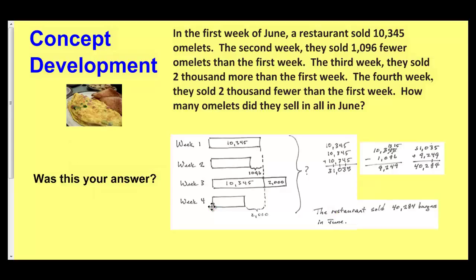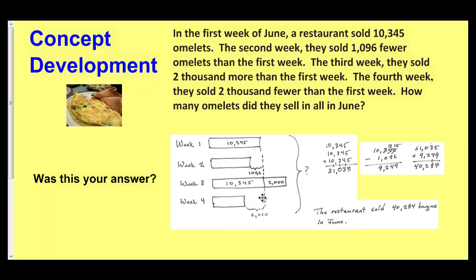Okay, so this is your answer. You can see here that I have how much the restaurant sold in the first week, which is 10,345. And then it said that the second week they sold 1,096 fewer omelets, but it doesn't tell me how many omelets. That's why this is blank. And then it said in week 3 they sold 2,000 more than the first week. So that's why it's got the 10,345 plus the 2,000. And then in week 4 they sold 2,000 fewer than in the first week. So I've got to figure out how much they sold in week 2, week 3, and week 4.